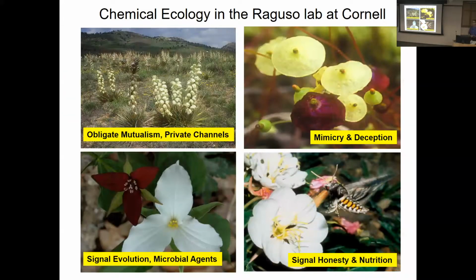The themes of research in my lab are multiple. I'm interested in how volatiles mediate interactions across the full spectrum of positive, neutral, and negative interactions. So we look at how volatiles might mediate obligate mutualism, whether there are private channels that evolve between plants like figs and fig wasps or yuccas and yucca moths. We also study, and this is obviously an honest form of communication between two intimately tied mutualists, we also study dishonest communication.